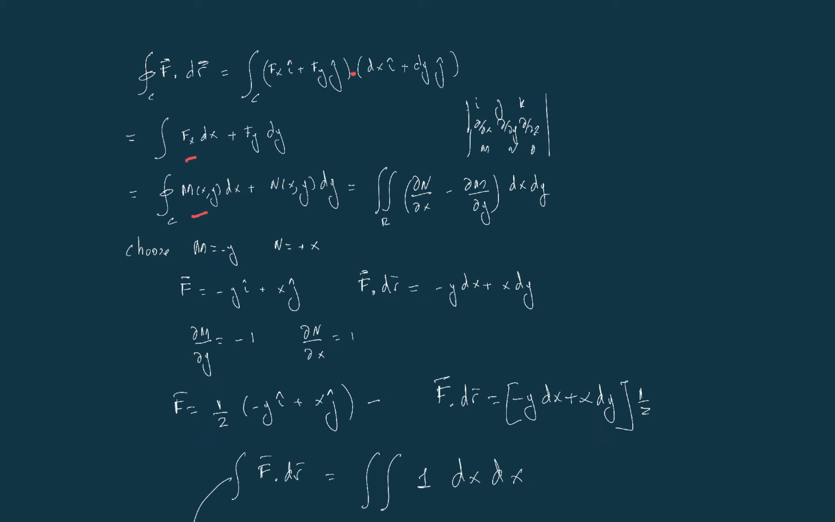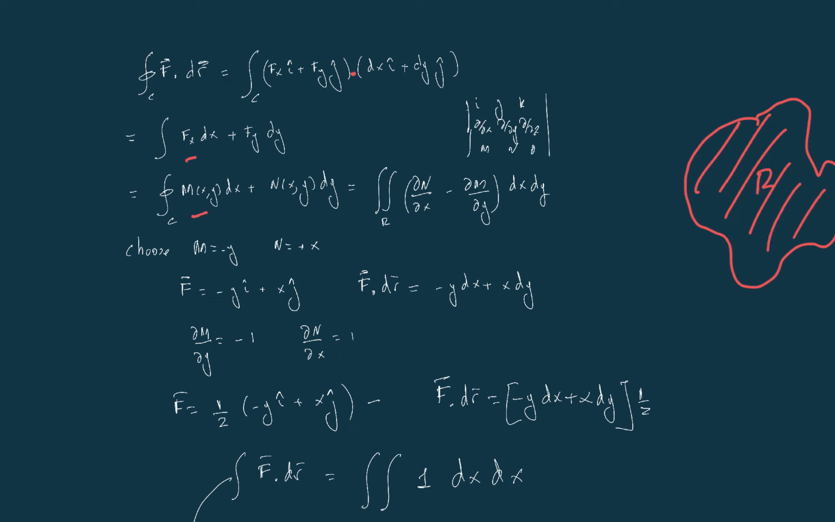Green's theorem says, and it is an amazing theorem, that the line integral over a curve is equal to a double integral over the region R. The region R is the region that is inside the curve. So it's impressive how, knowing about the boundary, you can know about the inside.